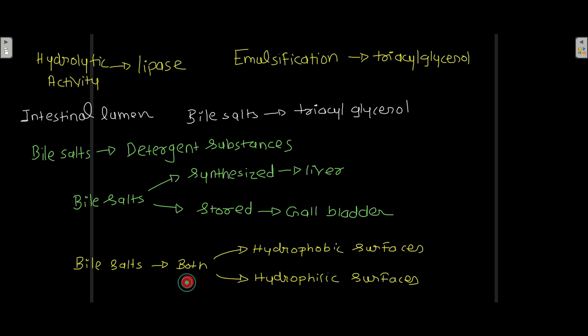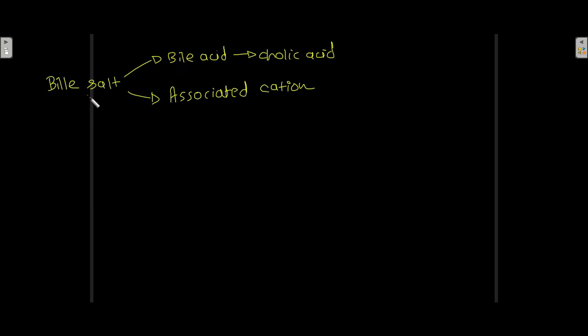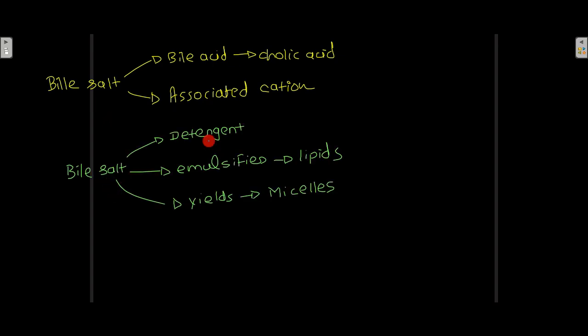Bile salts have both hydrophobic surfaces as well as hydrophilic surfaces. A bile salt is made up of two things, a bile acid such as cholic acid, and an associated cation. This bile salt is a detergent. It emulsifies lipids, and the lipids emulsified by bile salts result in the formation of micelles.